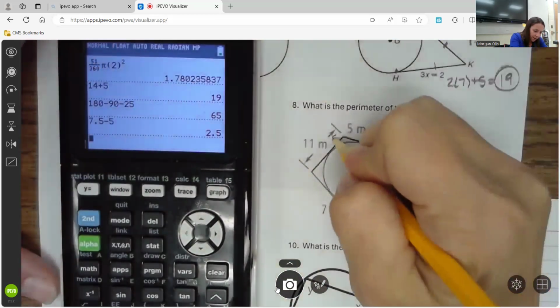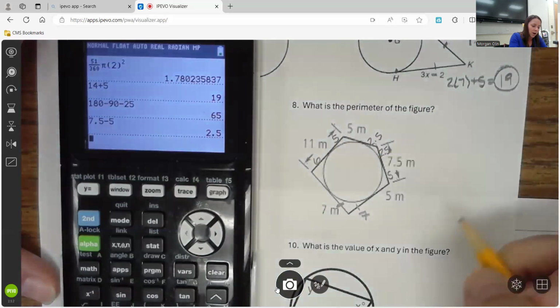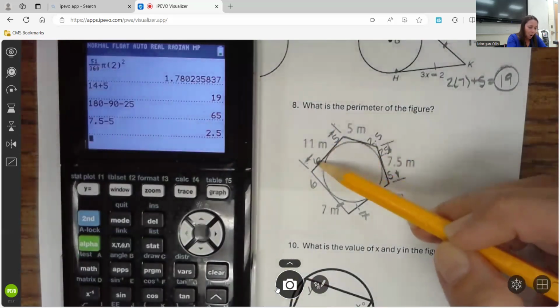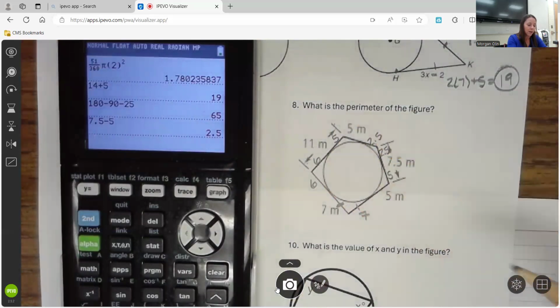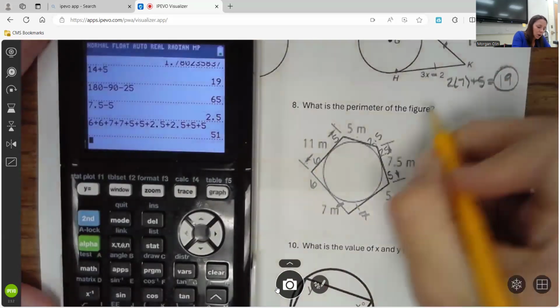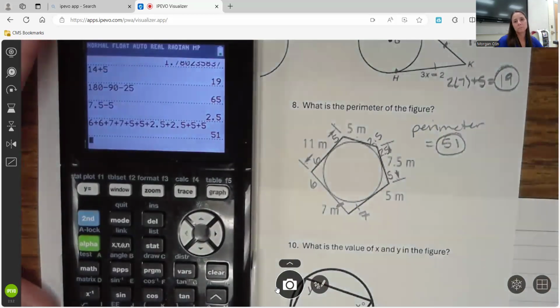Now, this is 5, so that's 5. And when the whole segment's 11, so 11 minus 5 leaves me with 6. And so therefore, this is 6. Now, forgo the 11 and 7.5. I would just add up all these little segments, and then you've got the perimeter of the entire thing. So 6 plus 6 plus 7 plus 7 plus 5 plus 5 plus 2.5 plus 2.5 plus 5 plus 5. And 6 is where I started from. So the perimeter equals 51. So remember the rules about tangents and segments.